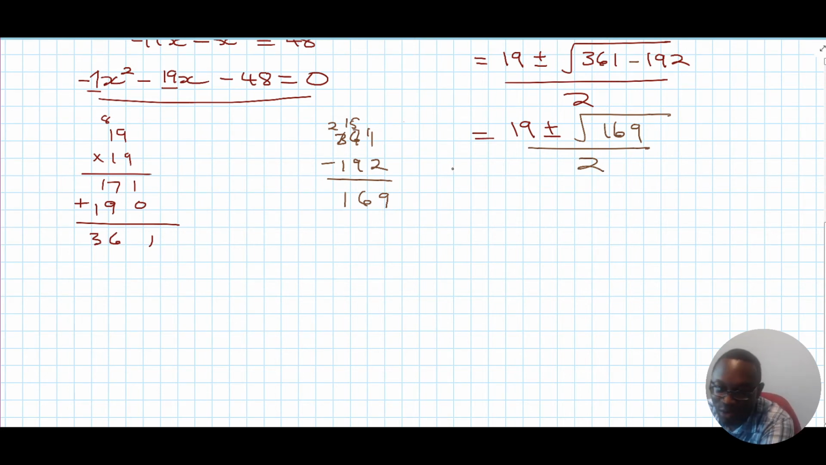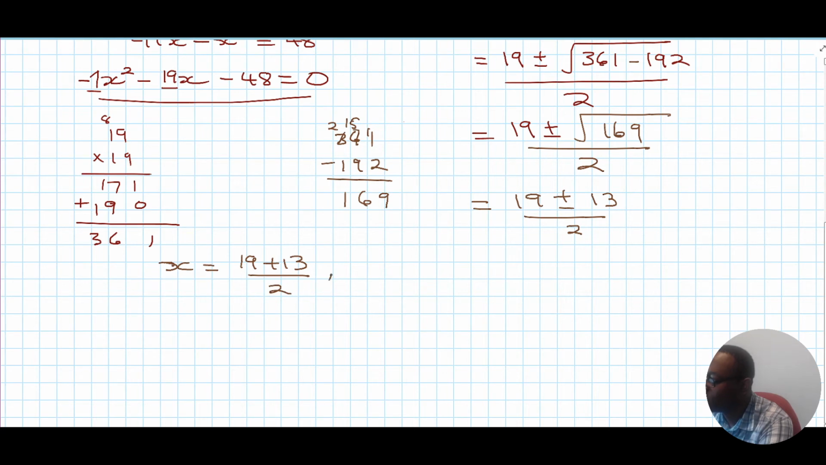So I think this is a good reason why I always say make sure your steps are clear. Make sure you write everything out clearly so that you can follow through whenever you make a mistake. I think I've been able to demonstrate that. So this is going to give you 19 plus or minus the square root of 169, which is 13, and then we divide by 2. Therefore, x is going to be equal to 19 plus 13 divided by 2, or 19 minus 13.